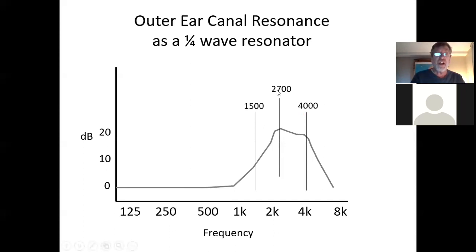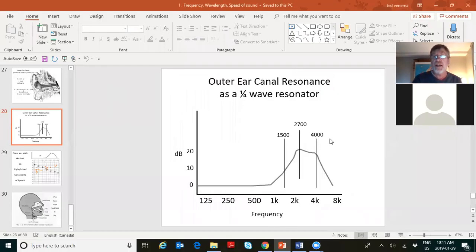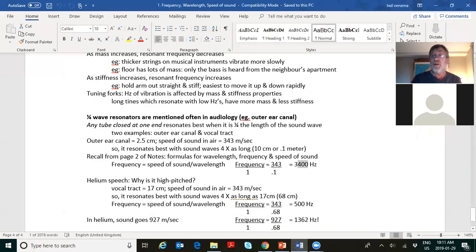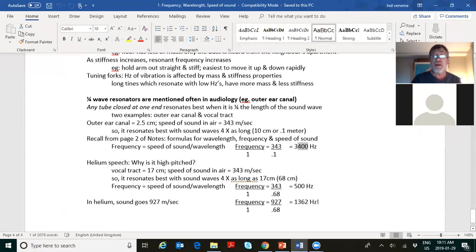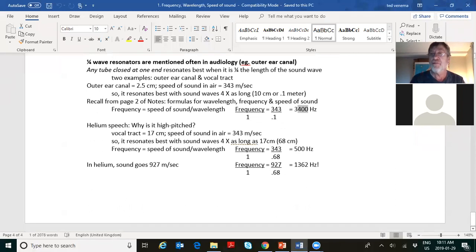So let's briefly look at another quarter wave resonator, and that would be the throat. And here's how we'll finish. Check this out. We'll look at a picture of the throat too.